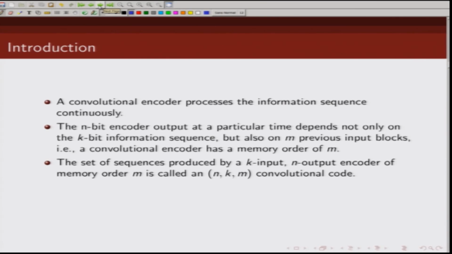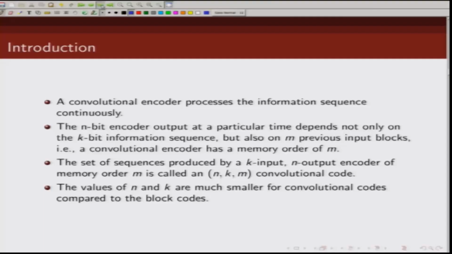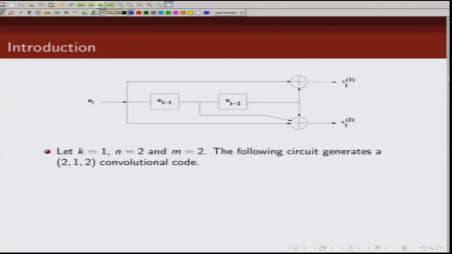So, we describe a convolutional code basically as an (n, k) convolutional code with memory m. Now, as we have said before, as opposed to block codes, typically the values of n and k for a convolutional code are much smaller, like k may be 1, 2, 3, and similarly n will be maybe 2, 3, 4, like that. So, this is one example of a memory 2 convolutional encoder.